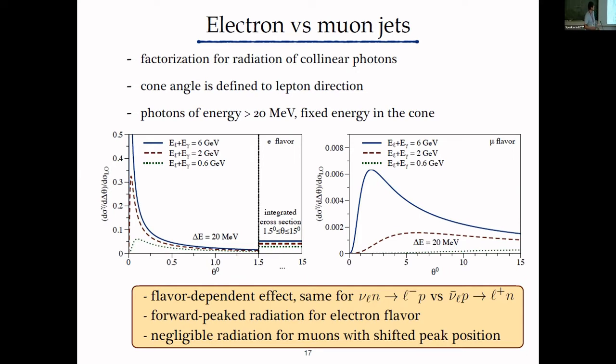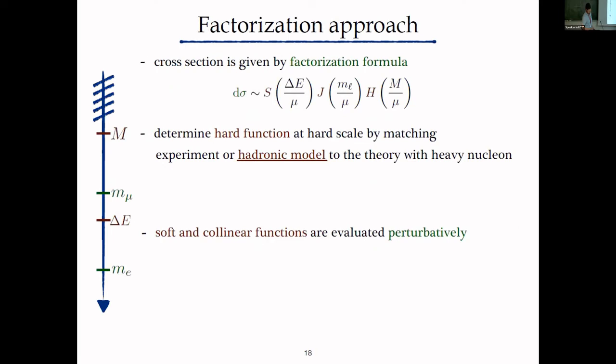But besides this simple leading approximation, we can go one step further. And a nice way to do it is to use the factorization framework. The point is that we have a nice scale separation between the mass of the electron, the mass of the muon and the cutoff of soft photon energy, and the mass of the proton with the energy scale of the experiment. It allows us to write a factorization formula.